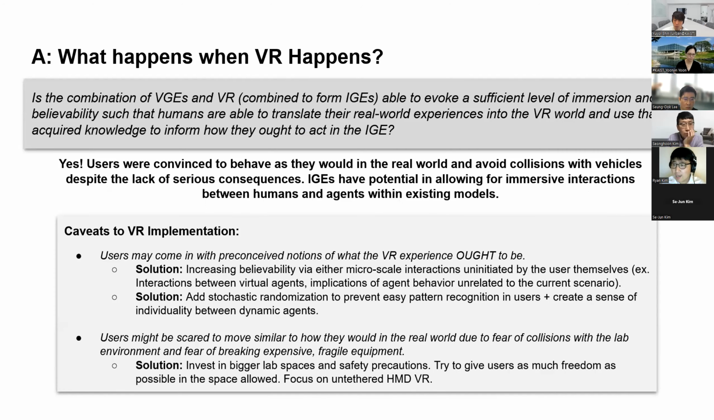So ultimately, I want to end by saying what happens when VR happens. Users were sufficiently convinced that this was real enough that they could employ their real-world collision avoidance behaviors. There are some new interesting results that came from it, and we can use this testbed to explore new concepts. I don't know how much time we have left to discuss some caveats for VR. Again, I'd be more than happy to discuss these in the future. But overall, this is a good starting point for some research projects that we have.